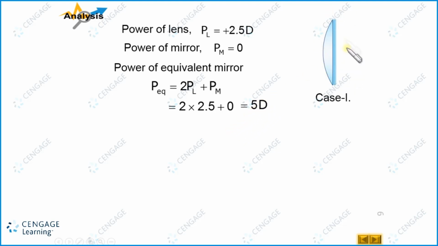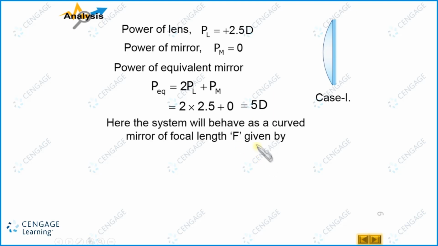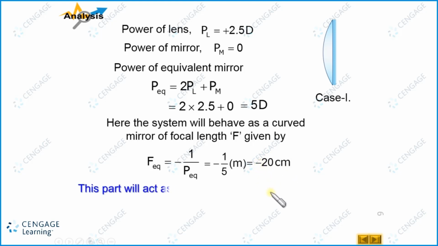Now we know this system is going to act as a mirror and the focal length of the mirror should be equal to minus 1 upon equivalent power, because power equals minus 1 upon focal length. So here we can write focal length of this equivalent mirror equal to minus 1 upon equivalent power, and this value is 5 diopter. So it is minus 1 upon 5 meter focal length, and in centimeter, if we multiply by 100, this is minus 20 centimeter. This focal length has the negative sign, that means we are getting a concave mirror of focal length 20 centimeter. Okay. Now consider the second case.